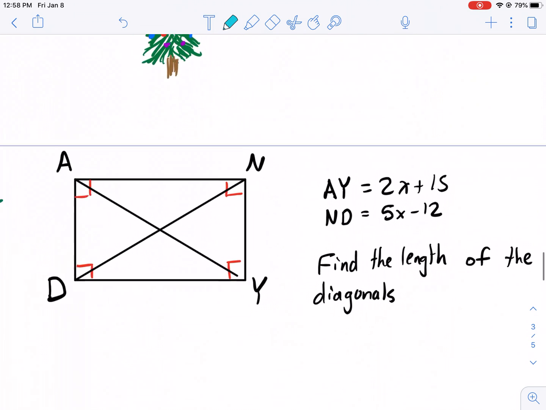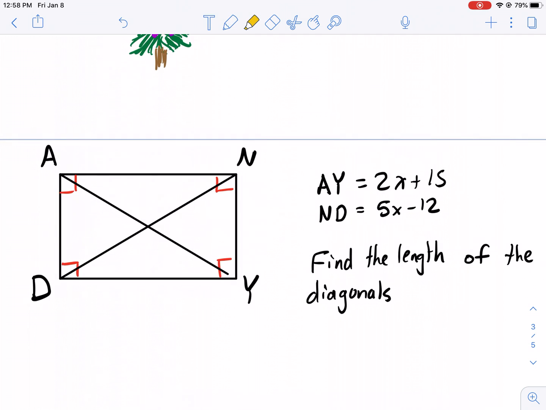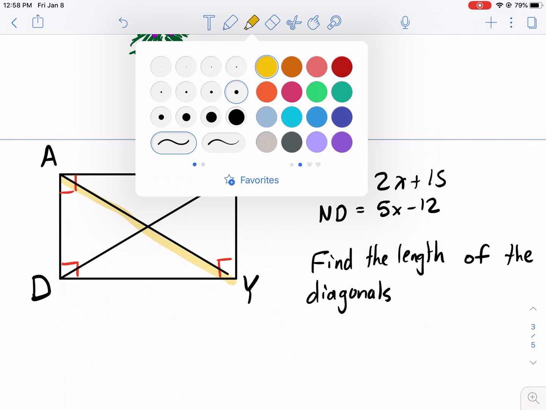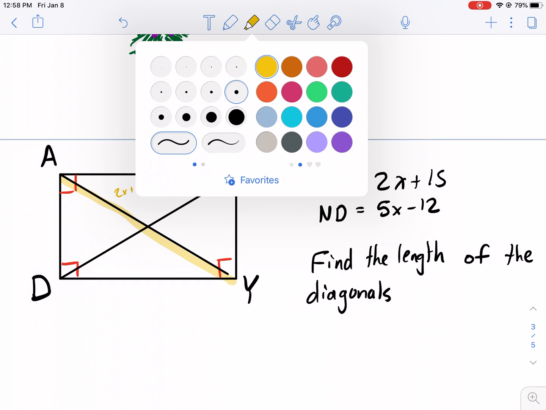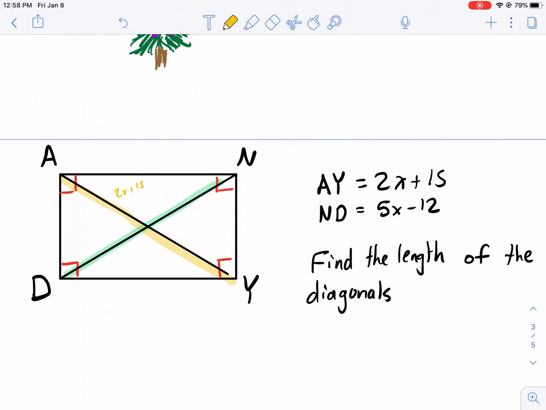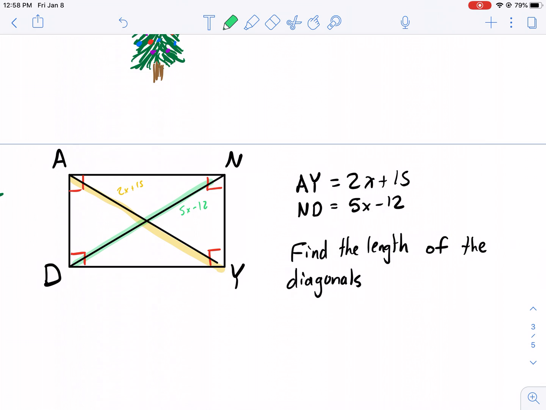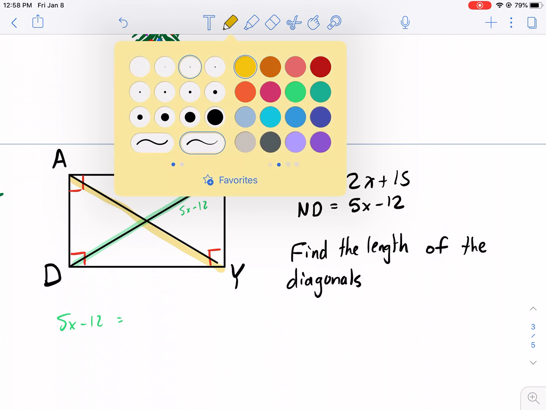Our example 3 is pretty simple. We say AY, that's this first diagonal, is 2x plus 15. So we're going to write that in, 2x plus 15. And then we have our second one. That is, what's the value of this one? 5x minus 12. And we're just going to set them equal to each other because it is a rectangle. We know it's a rectangle because we have 4 90-degree angles. So we're going to say 5x minus 12 is equal to 2x plus 15.